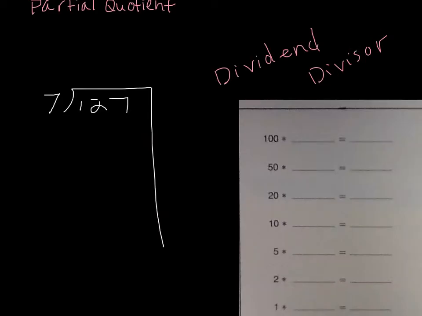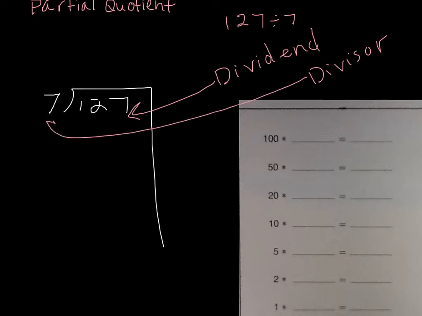Today we're going to be working with the partial quotient way of doing division. When we set up a division problem like this one, this is actually 127 divided by 7. This first number, the 127, is called the dividend. The number that we're dividing by is called the divisor.